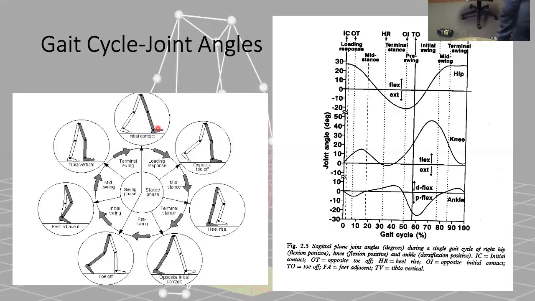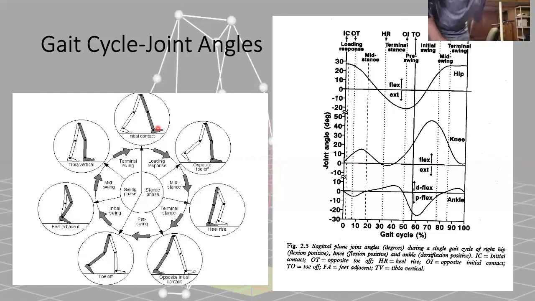When you initially make contact with your leg, I'll use my left leg here, but remember, we're talking about the right leg on the graph. When I make contact with the ground, I'm going to flex just a little bit. Then I'm going to start moving over the leg, and I'm going to extend to start standing up over that leg, right?